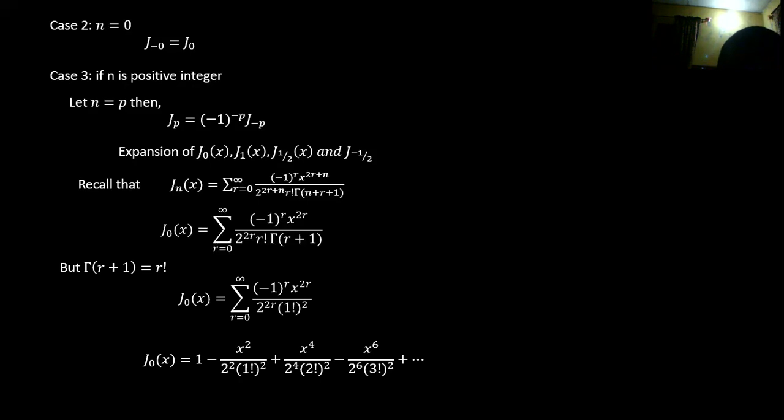When r is equal to 2, then I have x raised to power 4 divided by 2 raised to power 4, 2 factorial all squared. When r is equal to 3, I have x raised to power 6 divided by 2 raised to power 6, 3 factorial squared. Continue like that. That is the expansion of what? The Bessel function of 0. Let's consider Bessel function of 1 and see what you are going to have.